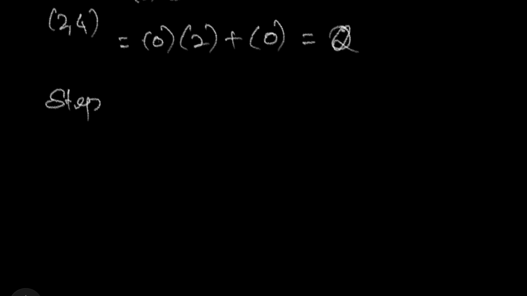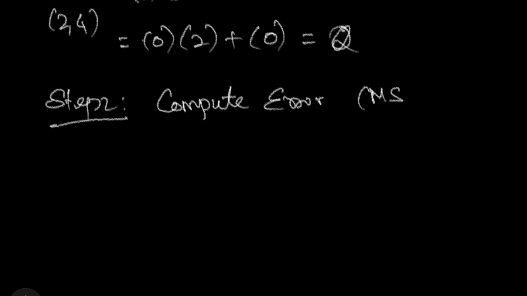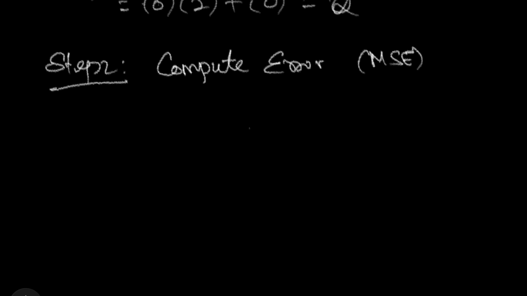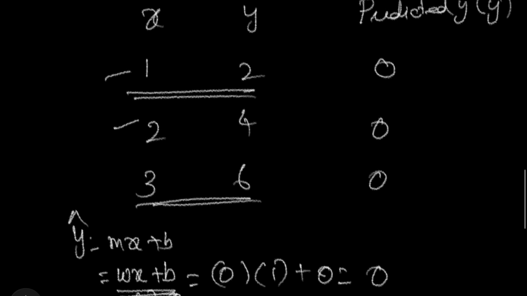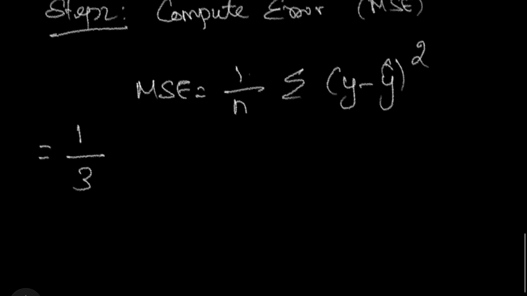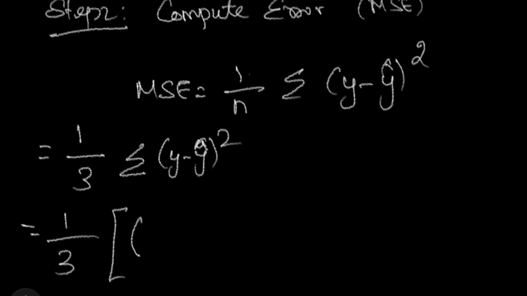Now step 2 is to find the error. That is, you have to compute the error using the mean squared error. As I already told you, the formula is mean squared error equals 1 by n summation of (actual y minus predicted y) the whole square. Here 1 divided by n, where n is the number of samples. We have the number of samples as 3. So 1 by 3 summation of (y minus predicted y) the whole square.